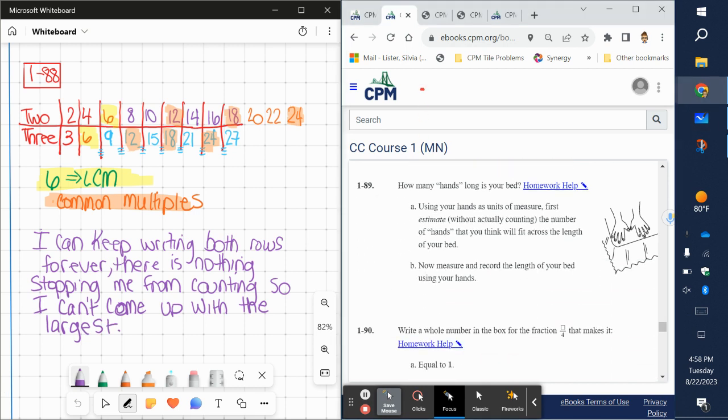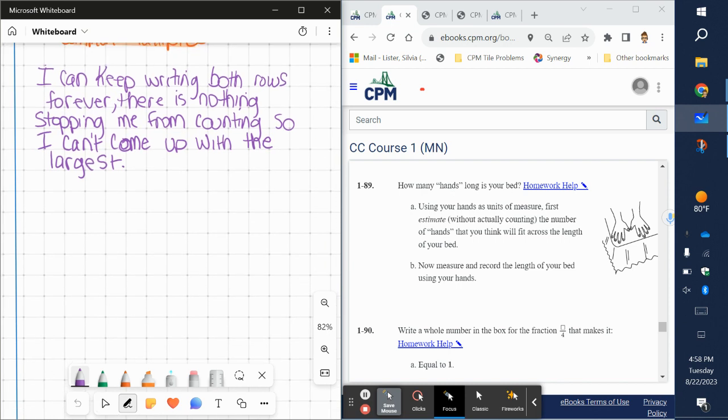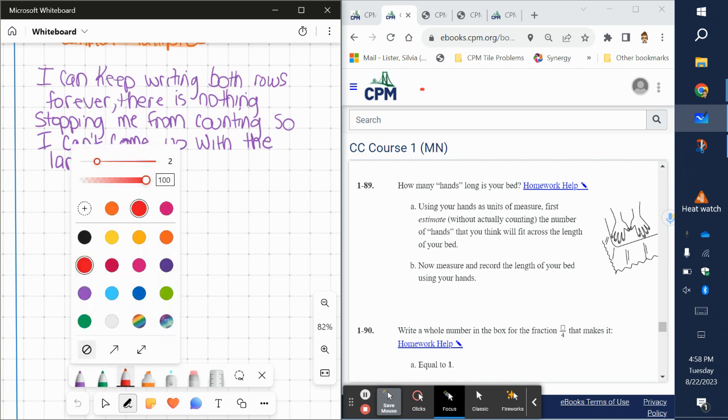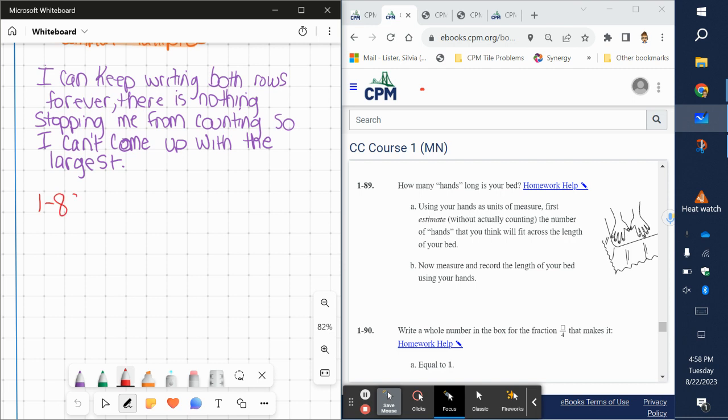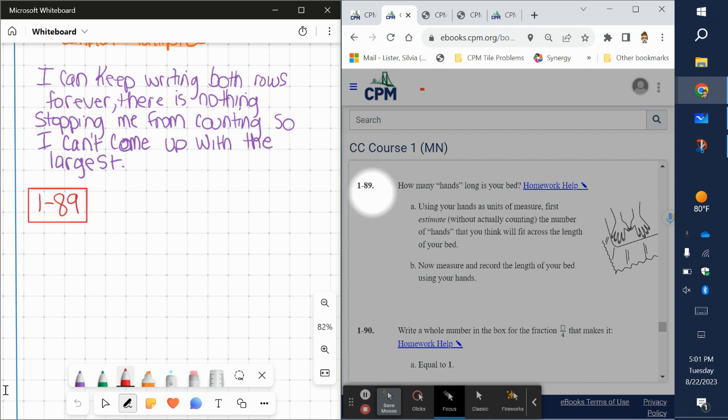Perfect. Couple more. Let's do 189. $189. How many hands long is your bed? Well, this is an interesting question. Using your hands as units of measure, first estimate, without actually counting, the number of hands that you think will fit across the length of your bed.